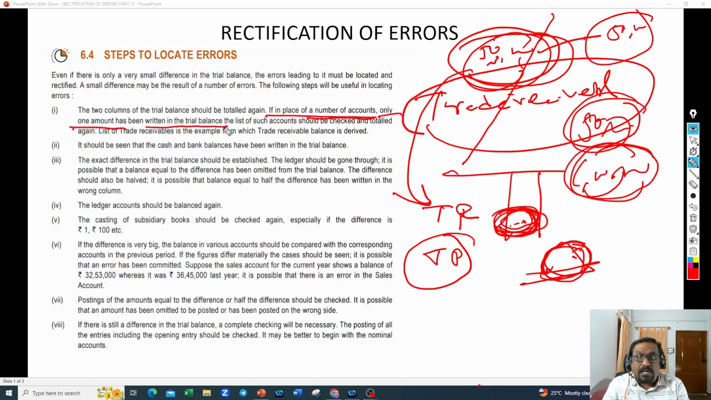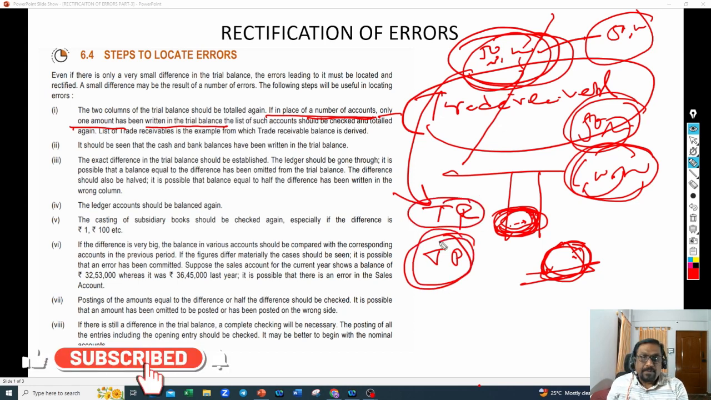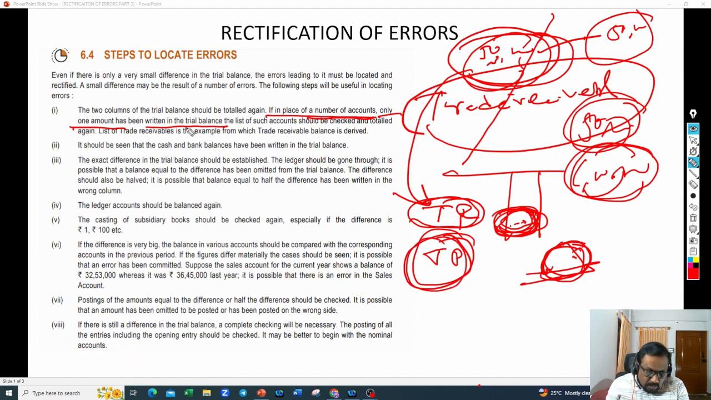Only one amount. What is that one amount? Trade receivable or trade payable. Trade receivable is for customers, trade payable is for suppliers. So the list of such accounts should be checked and totaled again. All these 50,000 accounts or 1 lakh accounts, you need to total them again and see whether those totals are exactly reflecting in trade receivables and trade payables or not. You need to check to make sure that these balances are tallying.